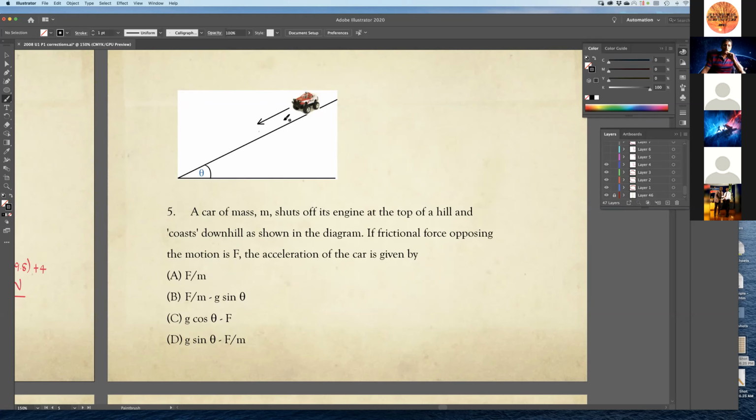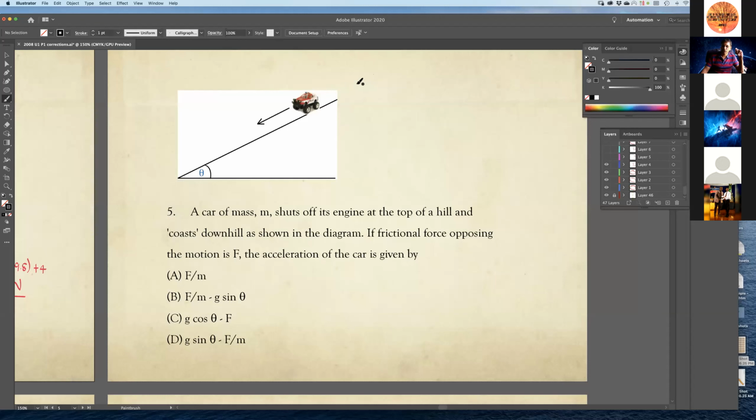And what is acting down the slope? Could you tell me what is acting to pull the car down the slope? Everybody knows this. What is acting down the slope? No, g is acting vertically. What is acting down the slope? Friction? No, friction is acting up the slope.